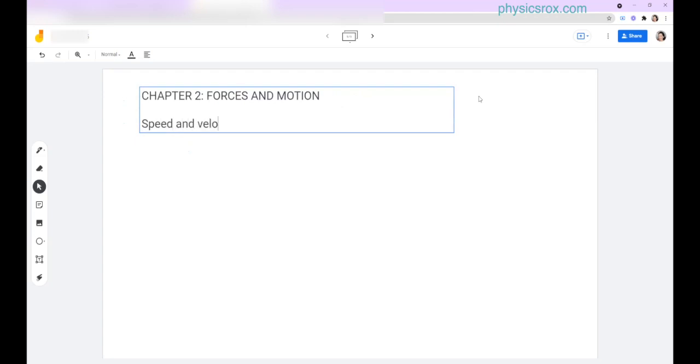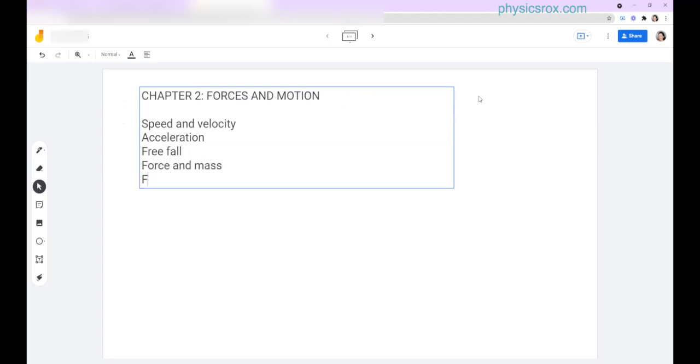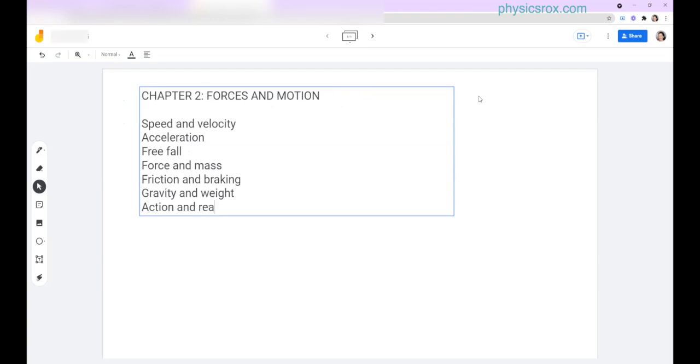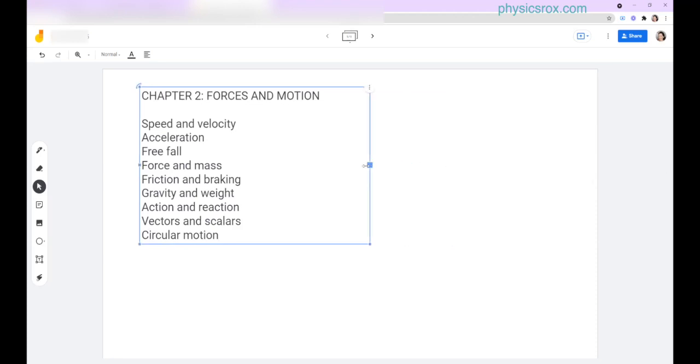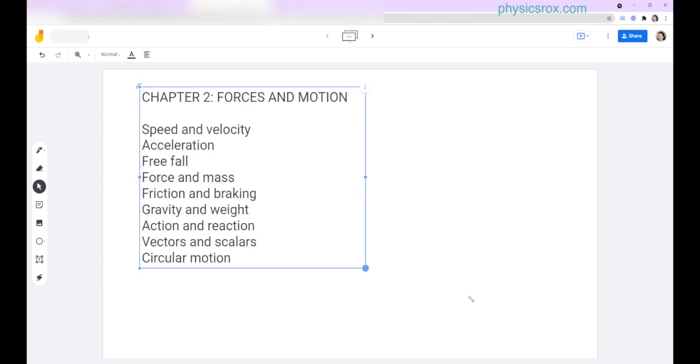There's speed and velocity. There's acceleration, free fall, force and mass, friction and braking, gravity and weight, action and reaction, vectors and scalars, and then circular motion. So this morning, let's start with the first one, speed and velocity.